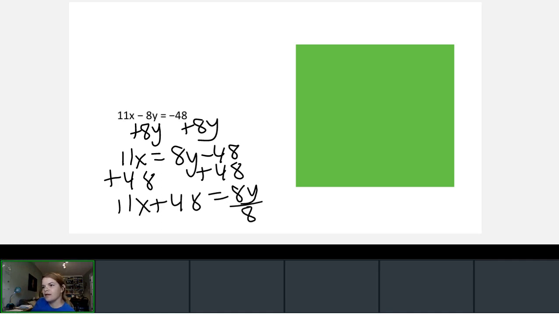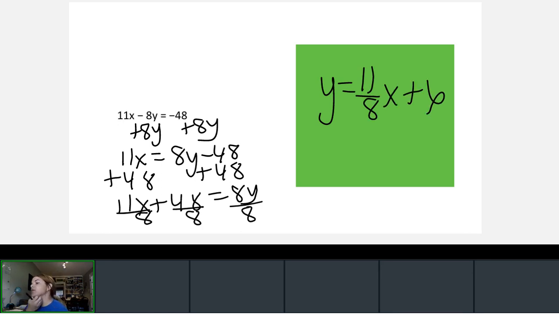And then divide everything by 8. So my final answer then would be y equals 11 over 8x, and then plus 6. So if you get two systems of equations that are not in y-intercept form, what you will need to do is just put them in y-intercept form, and then you'll graph them.